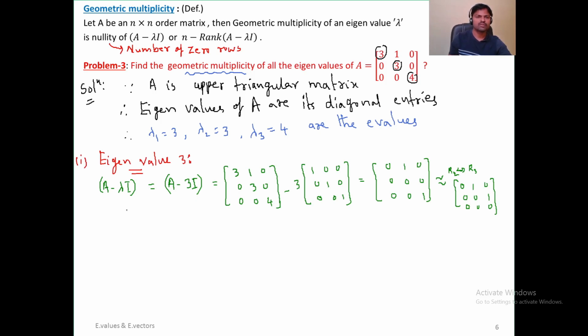And now, so therefore, conclusion. So therefore, geometric multiplicity, so GM I'm writing. Geometric multiplicity of the eigenvalue 3. How much? Simply according to the definition, nullity of A minus lambda I. Nullity means number of 0 rows. What is the number of 0 rows here? Only 1. So therefore, 1.